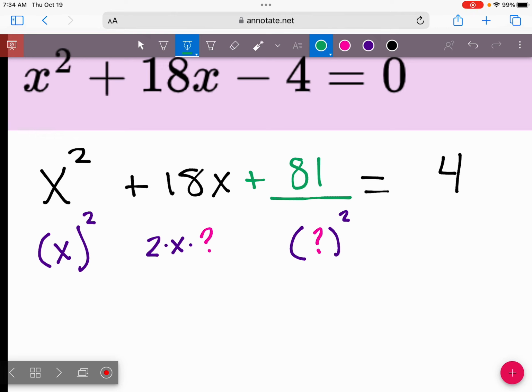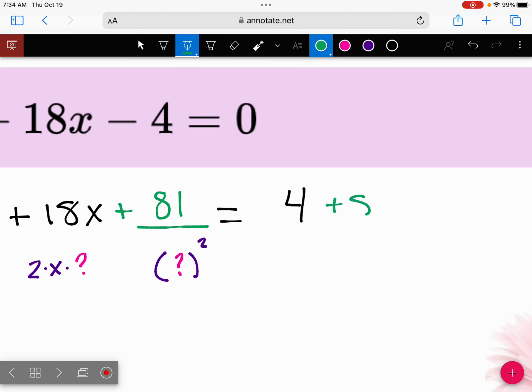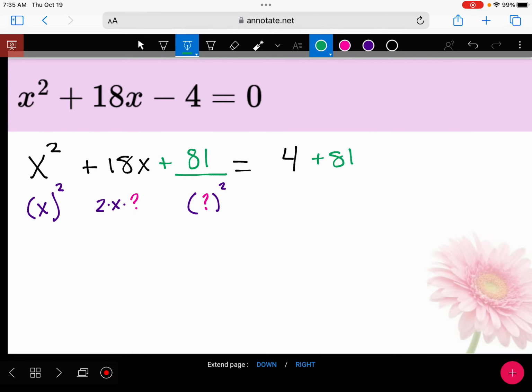But now we're into an equation. Can I just willy-nilly add 81 on the left-hand side of my equation? Are we allowed to do that? So if I want to add 81 to the left-hand side, what do I need to do to the right? If I add it on one side, I'm going to add it on the other, because we've got to keep it balanced. So I'm going to add 81 over here. The reason we're doing that is because now this left-hand side is a perfect square.